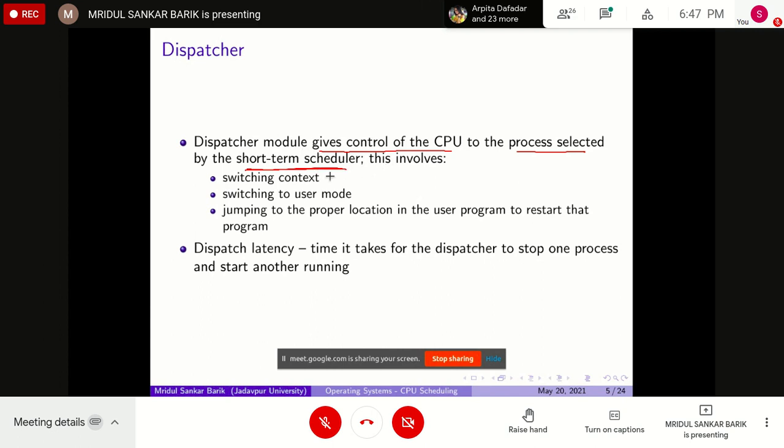This task involves switching the context from the currently running process to the selected process, and switching to user mode. User processes run in user mode and the operating system runs in privileged mode.